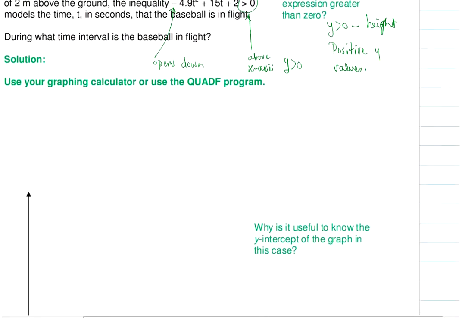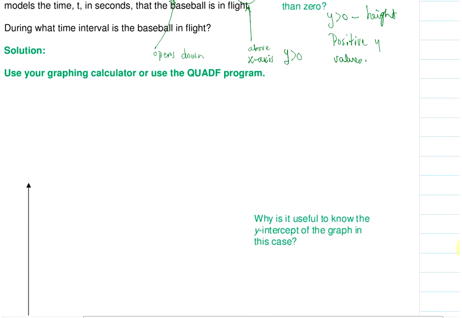Okay, so our solution. You can use your graphing calculator. You can graph in y1 equals negative 4.9, and you're going to put in x squared though, right, for your graphing calculator. Now it says here you can use the Quad F program, but I haven't given that to you, so I'm not expecting you to use it. So what are we concerned about when we graph this into our calculator? Well, what we want to know is what our zeros are.